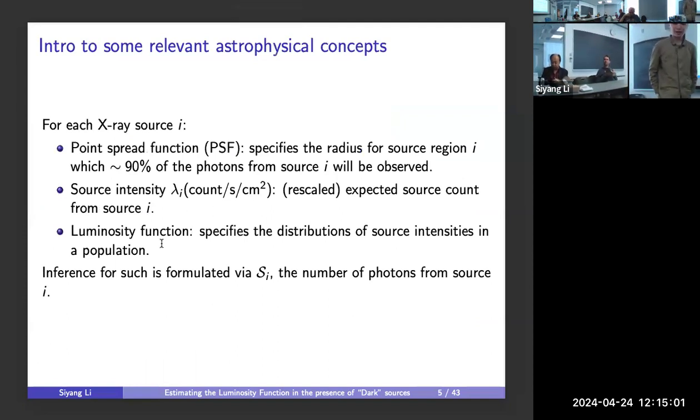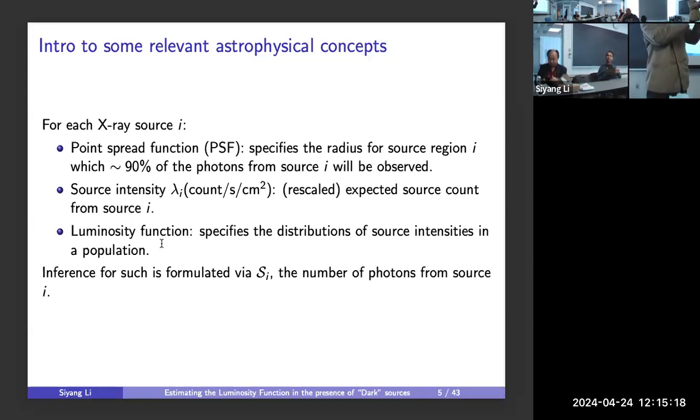So there are a few key astrophysical concepts that we need to introduce here. The first is the point spread function. For each X-ray source, the point spread function gives the radius of a circle such that 90% of the X-ray photons from this source are expected to be detected inside this circle.